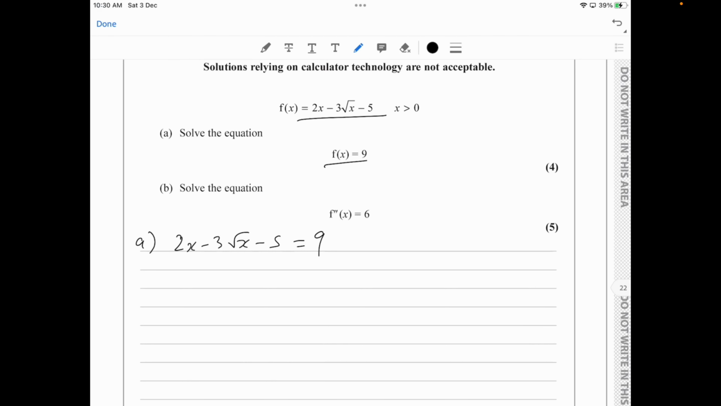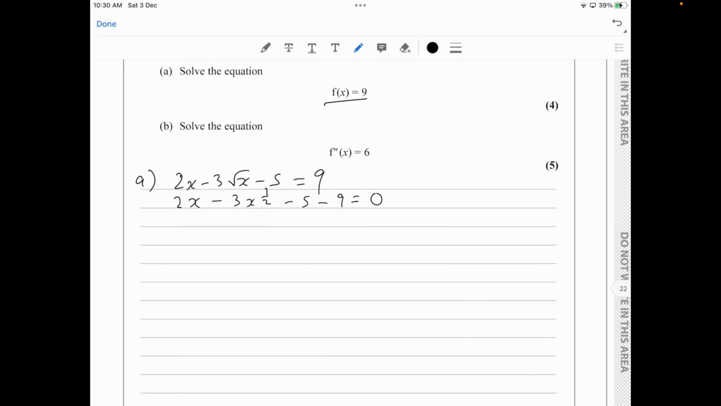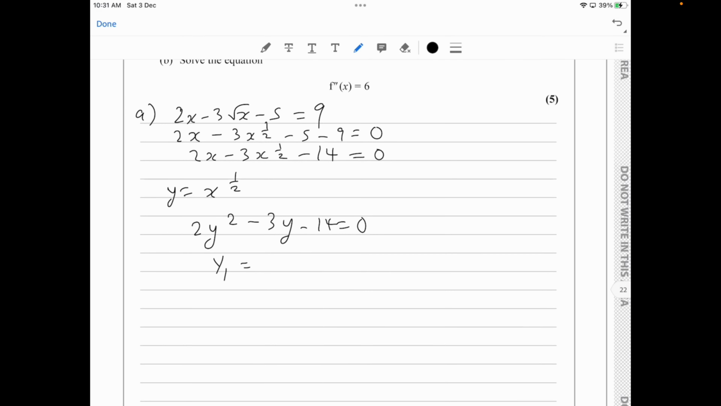The first step I would advise is to simplify this. So 2x minus 3x raised to the power half minus 5 minus 9 equals 0. Once you simplify, you get 2x minus 3x to the half minus 14 equals 0. Now let y equal x raised to the power of half. Then 2y squared, since squaring gives x itself, so we write 2y squared minus 3y minus 14 equals 0. Factorize this and find the values of y: y1 equals 7 by 2, and y2 equals negative 2.